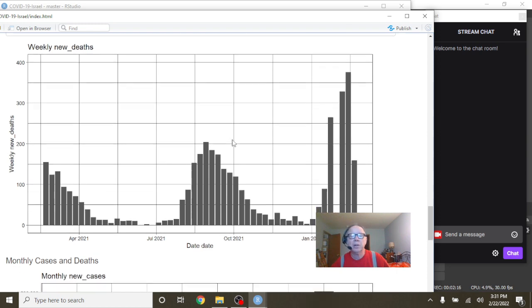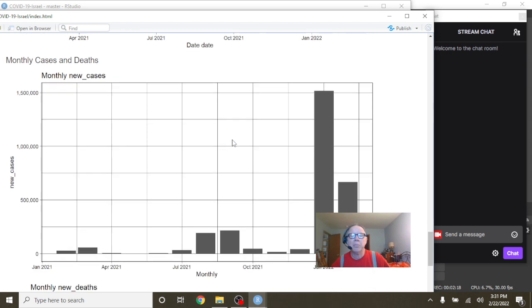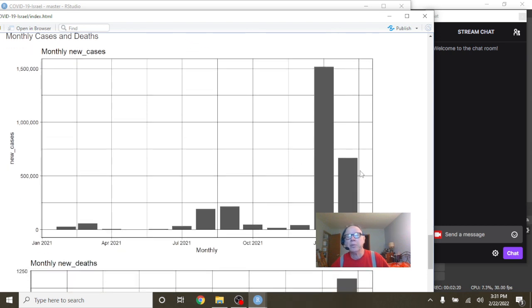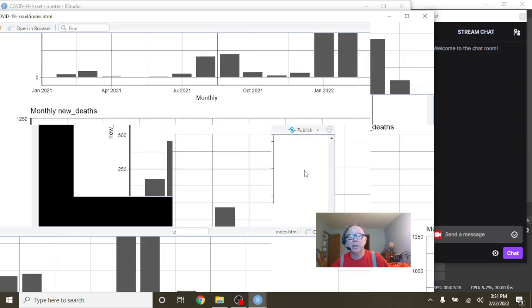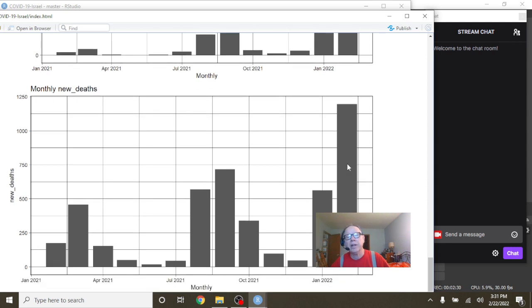I really don't know. What about monthly cases? We can see, unfortunately, February is the month with the second most cases in Israel in the previous 12 or 13 months. And unfortunately, February deaths are the most number of deaths for any month during the previous 13 months.